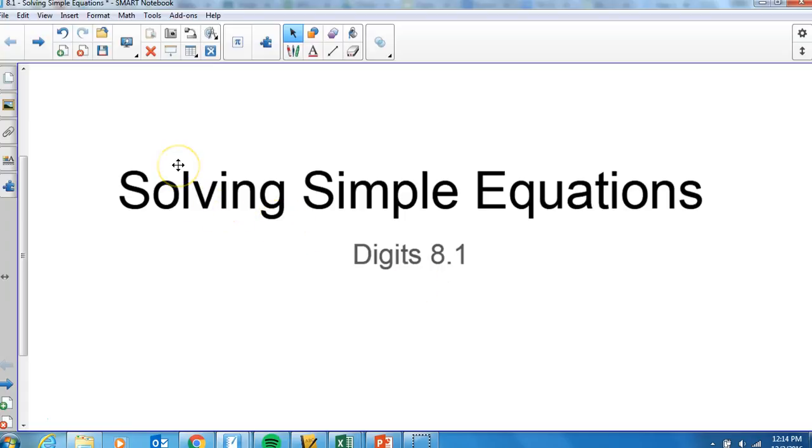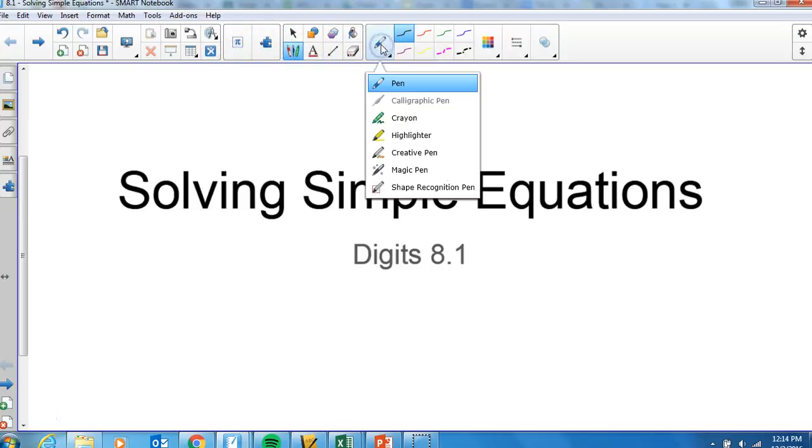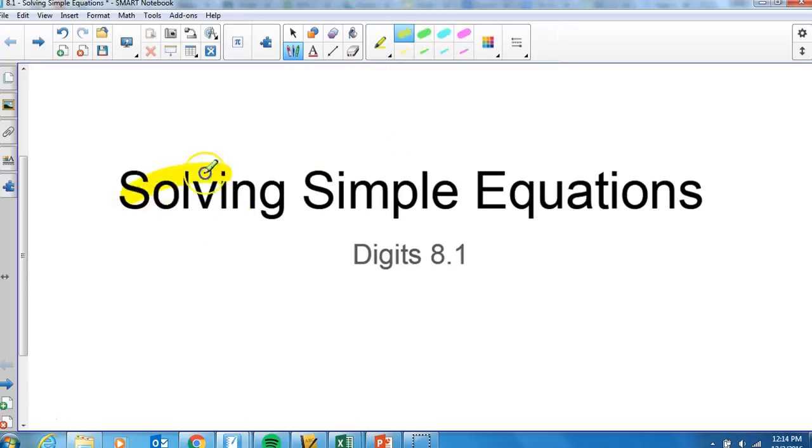So if you'll copy this. Now as you work through this, there are things I need you to copy down, so make sure you copy them down. So if you'll pause it as you need to and then start it. So some of you have a difficult time knowing that you need to copy down certain things if I don't highlight it. So let's take care of this right now. Solving simple equations.